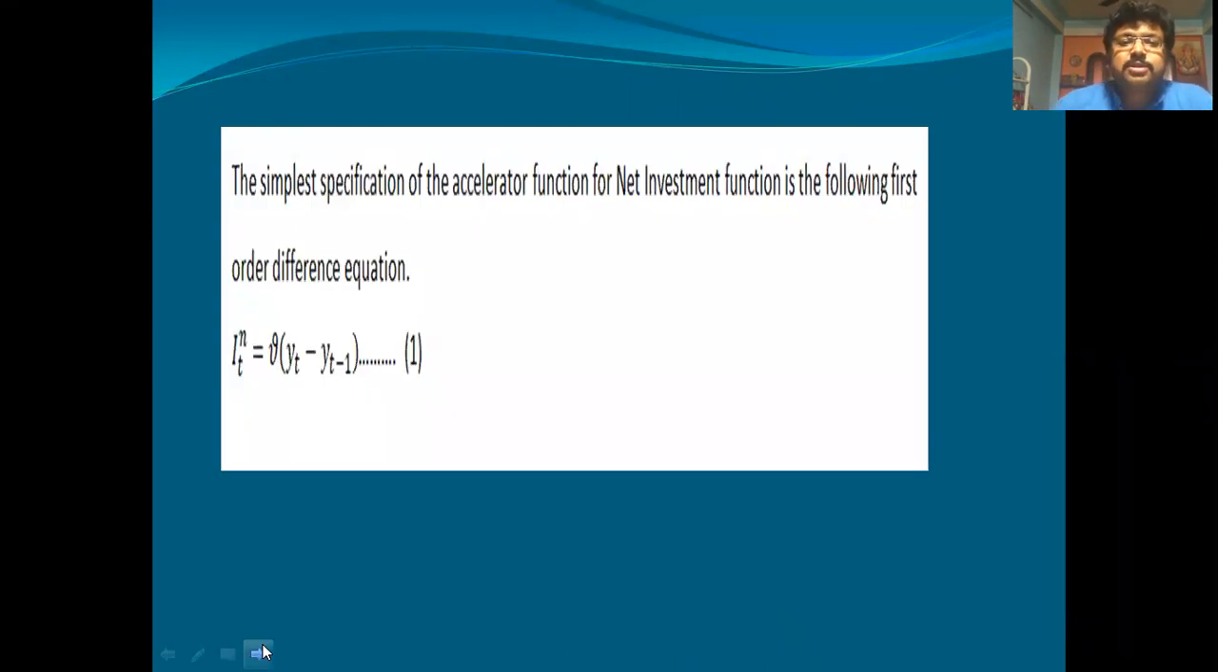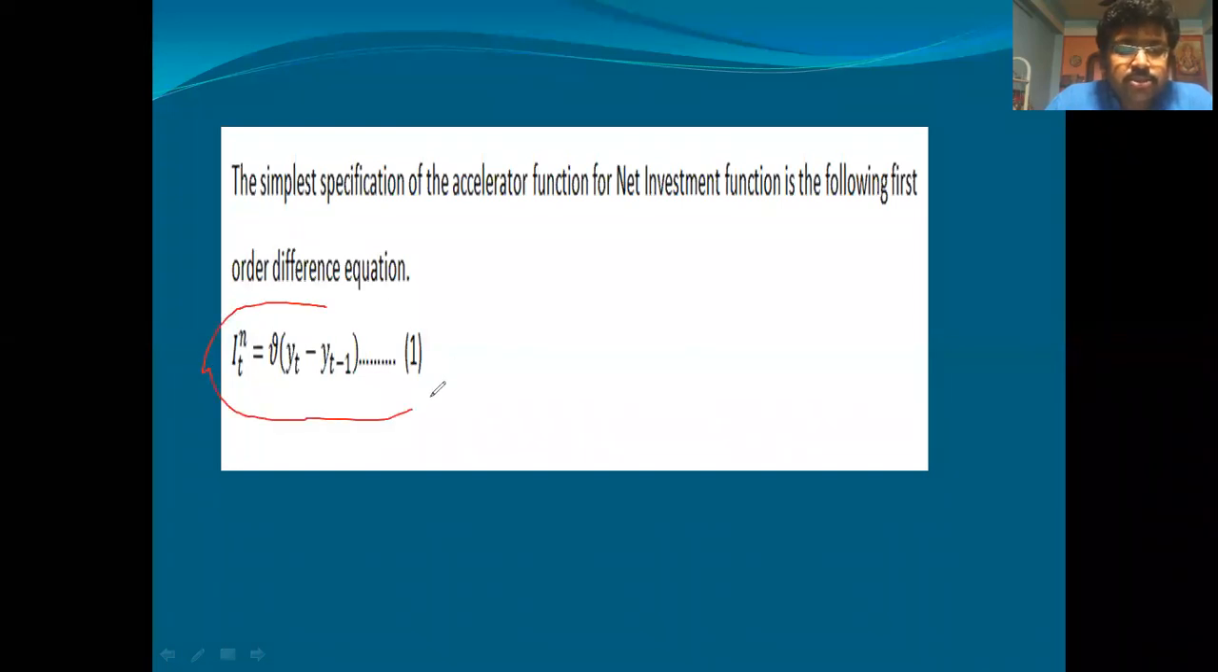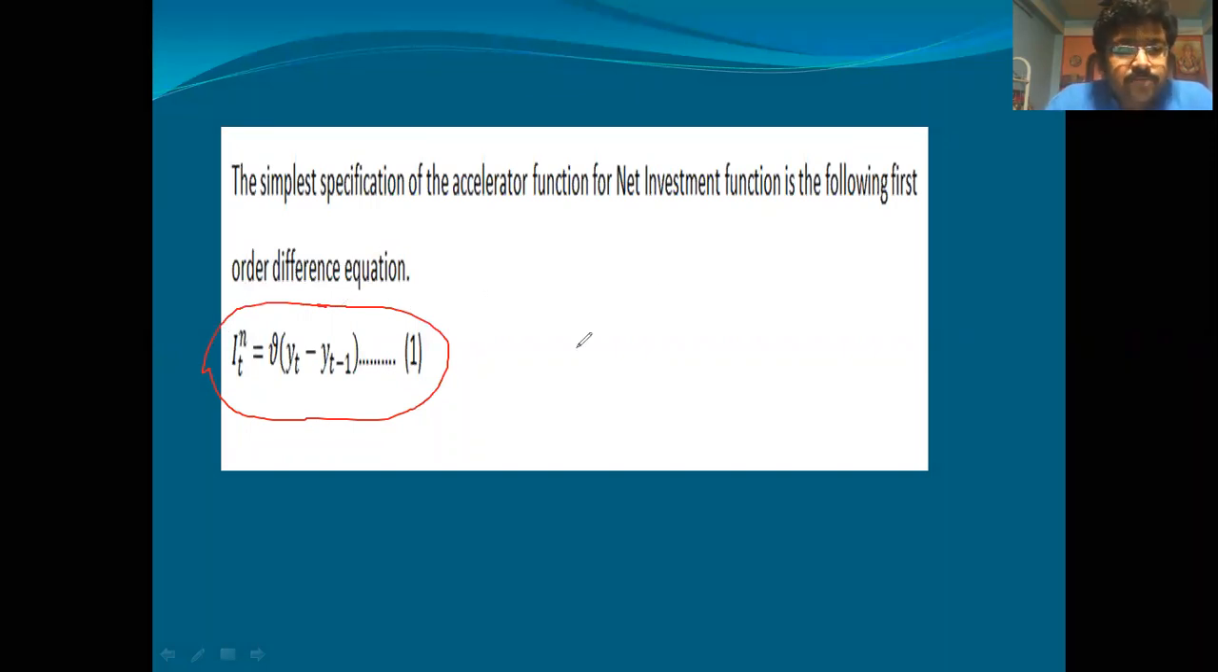Now the simplest specification of the accelerator function, or net investment function, is the following first order difference equation. Look at this equation. This is the net investment function. And how can it be derived?